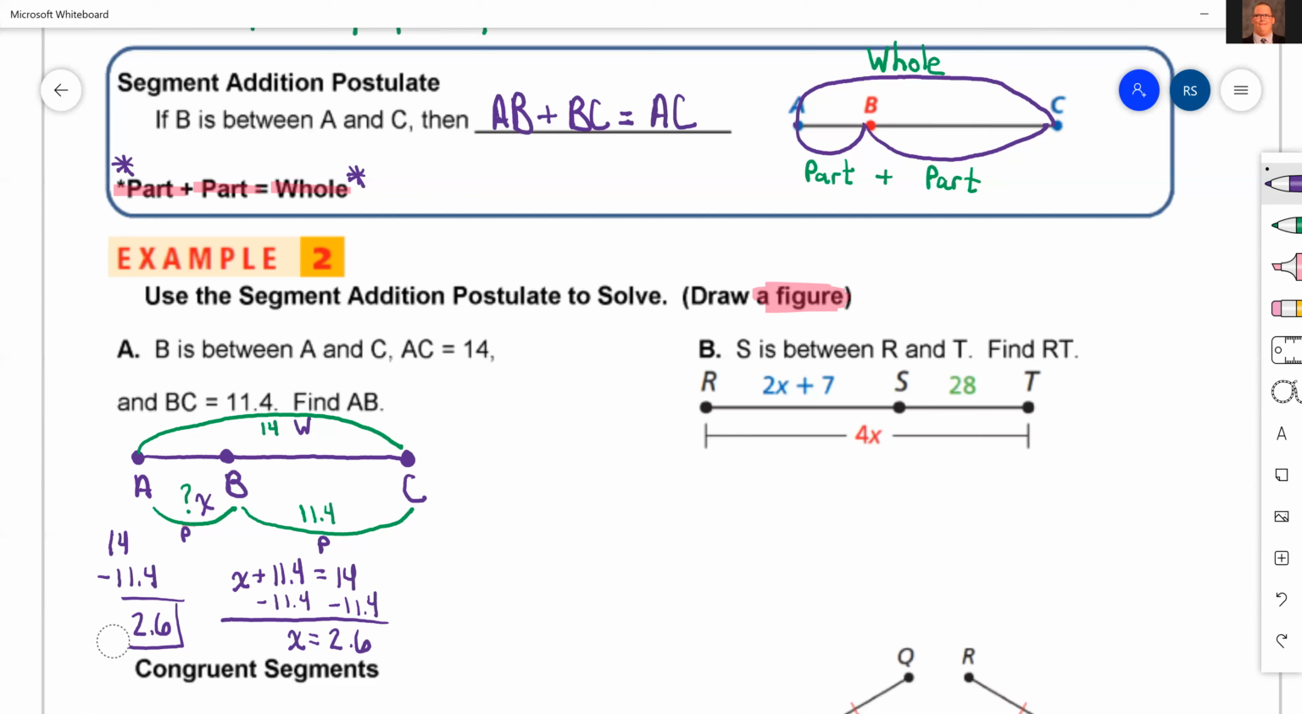So, if there's not really an X involved, there's just numbers, you draw a picture, you pretty much can get the answer real quick. If there's an X involved, then you need to set up an equation. So in this case, we're going to have AB equals 2.6.